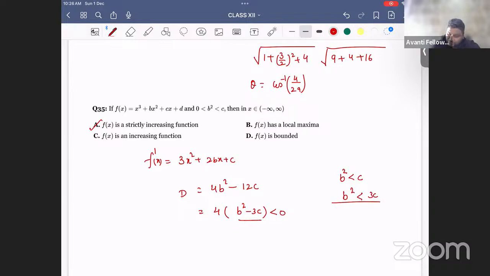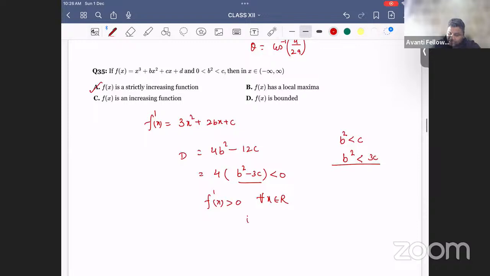And if it is less than 0, that means f dash x is always more than 0 for every x which belongs to R. That means what? It is an increasing function. f x is an increasing function. Got it? Have a look.